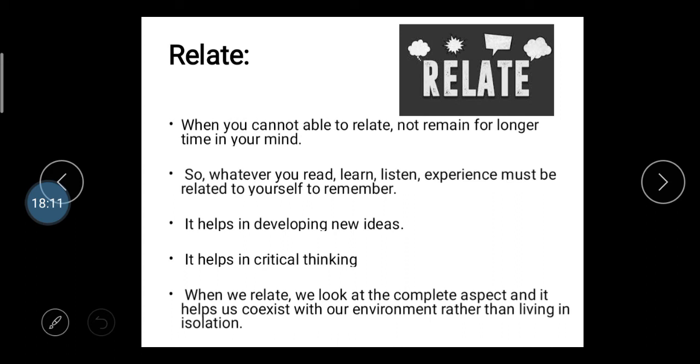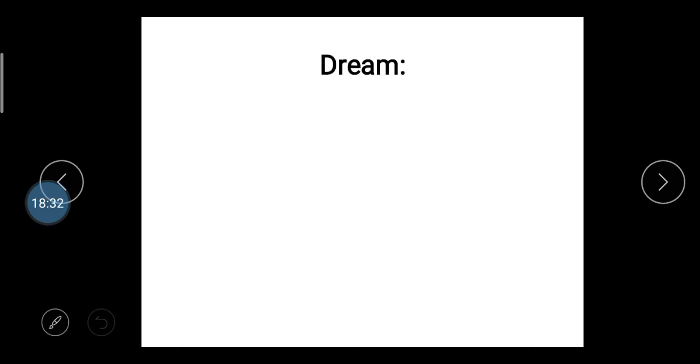When we relate, we look at the complete aspect, and it helps us to coexist with the environment rather than living in isolation. Whenever you try to remember one thing without relating it, you cannot remember it for a longer time. Okay, then after that, the last word is dream.